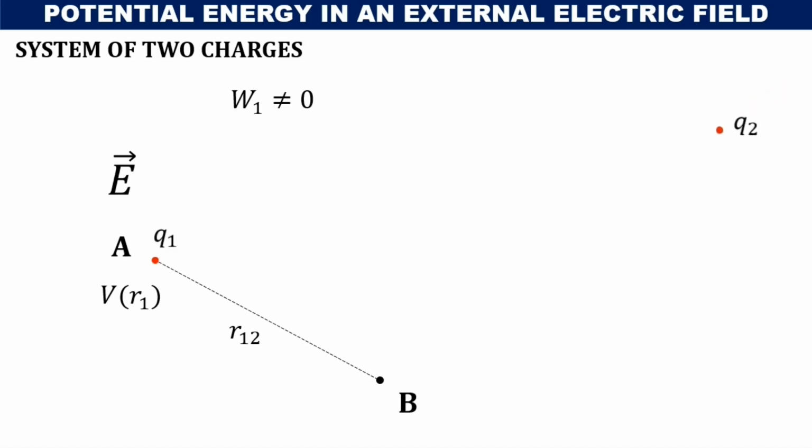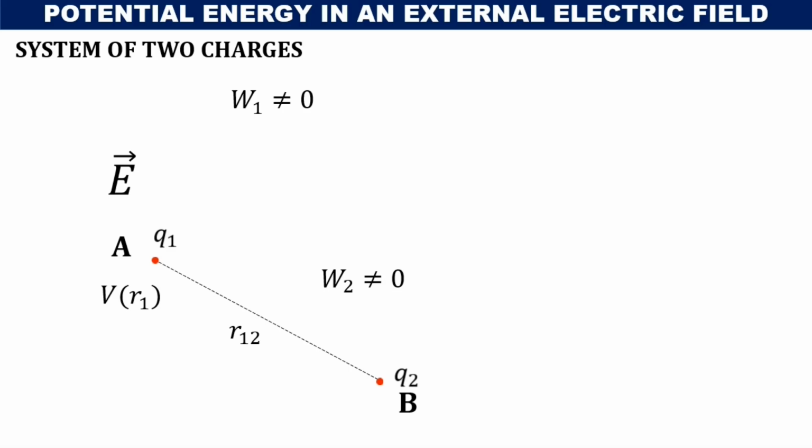To bring the second charge Q2 from infinity to position B, there will be two electric fields: one is the external electric field shown here, and along with it, an electric field is created by charge Q1. Against both electric fields we have to do external work to bring Q2 to point B. Therefore, the work done in bringing the second charge Q2 is also a non-zero quantity.